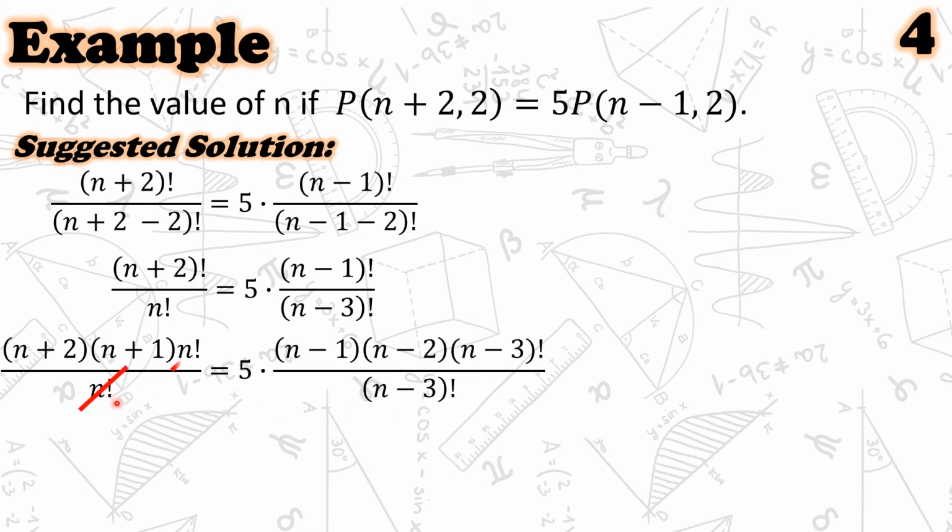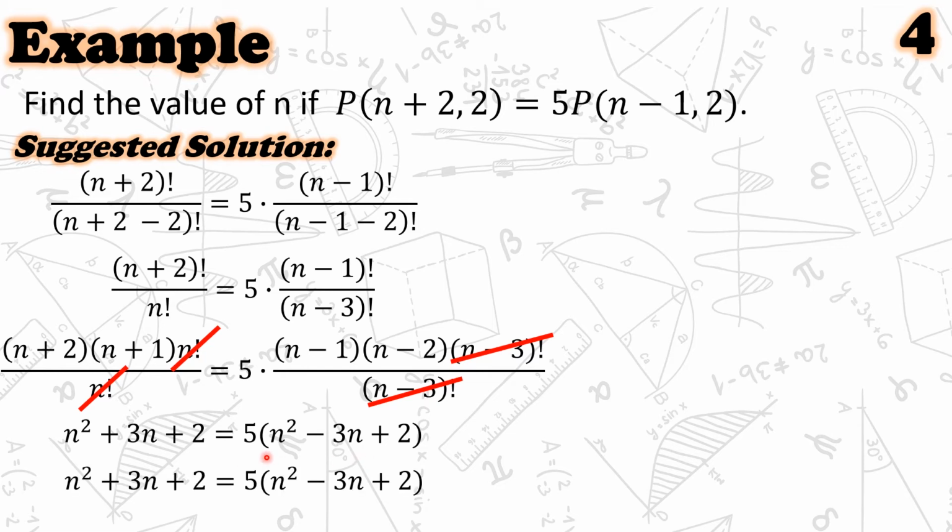Now, n factorial over n factorial is equal to 1. Also, n minus 3 factorial over n minus 3 factorial is equal to 1. So we have n plus 2 times n plus 1 on the left-hand side, and that is n squared plus 3n plus 2. On the right-hand side, we have n minus 1 times n minus 2, and n minus 1 times n minus 2 is n squared minus 3n plus 2. By distributive property, we have 5n squared minus 15n plus 10 on the right-hand side.